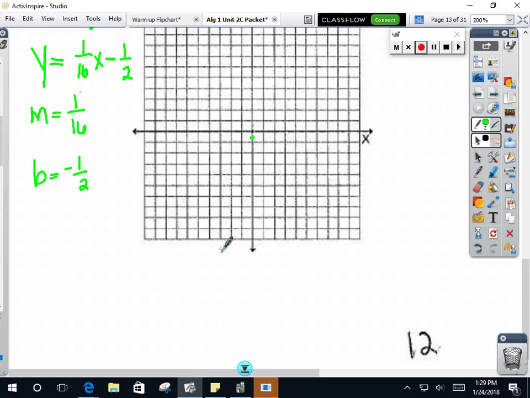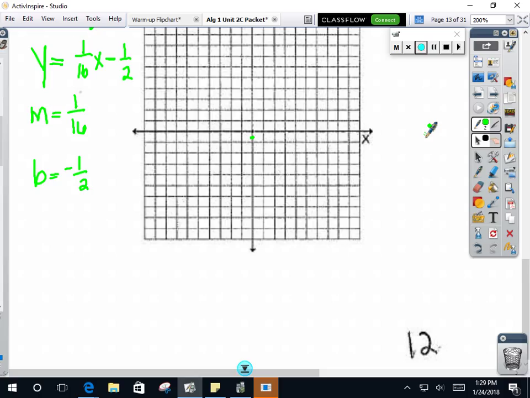Well then, if you're supposed to go up 1, don't you have to go all the way to right here? In between those? And then if you go over 16, that's 10. So it'd be like 11, 12, 13, 14, 15, 16, about right here. Okay, now, just think for a second. Isn't going up 1, right 16 going to be the same thing as going up a half, right 8?